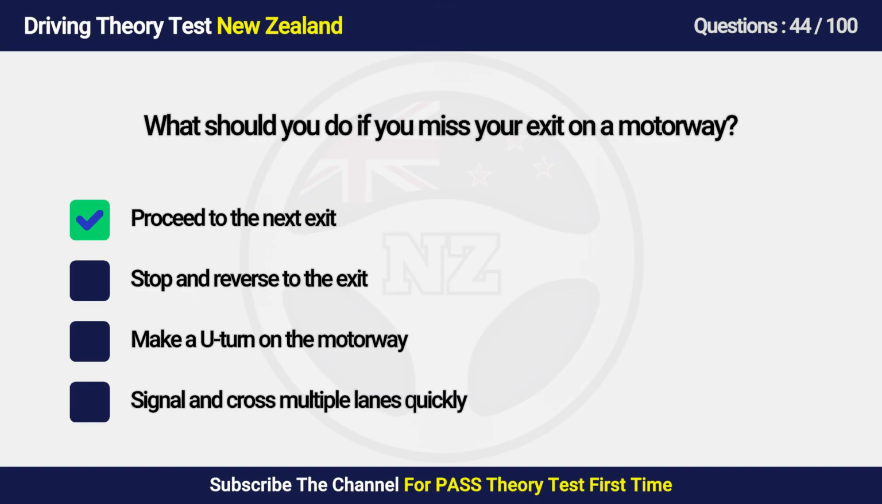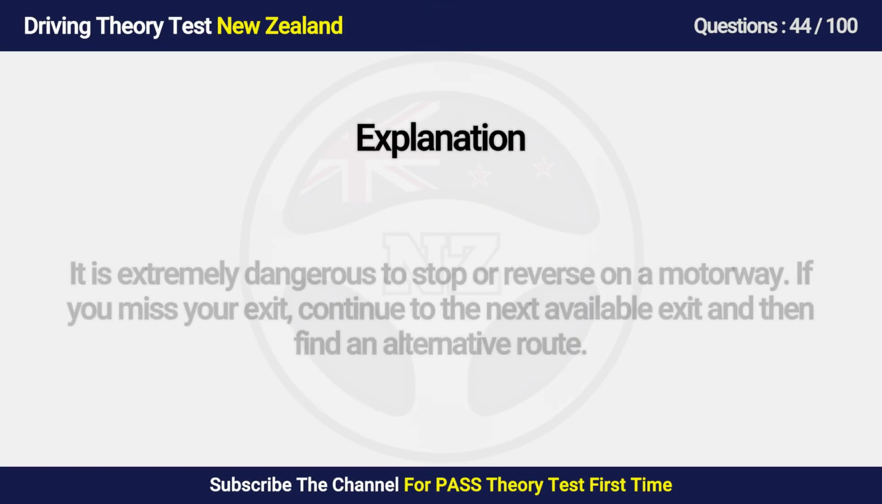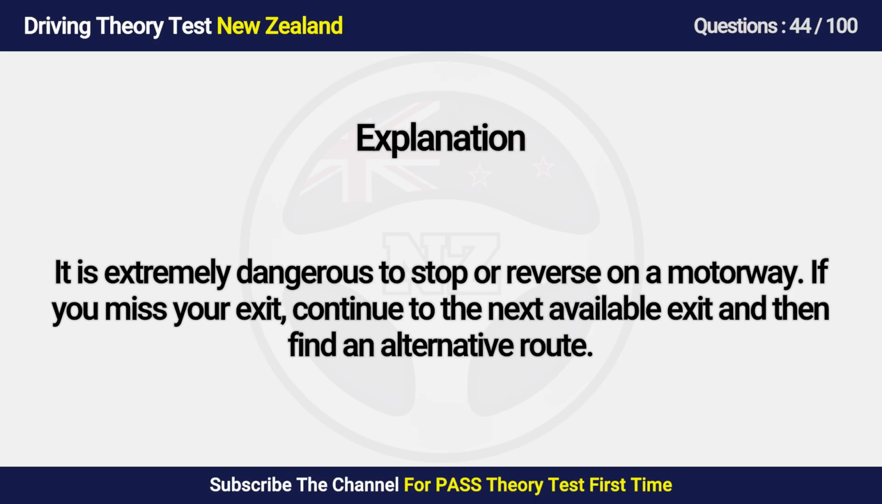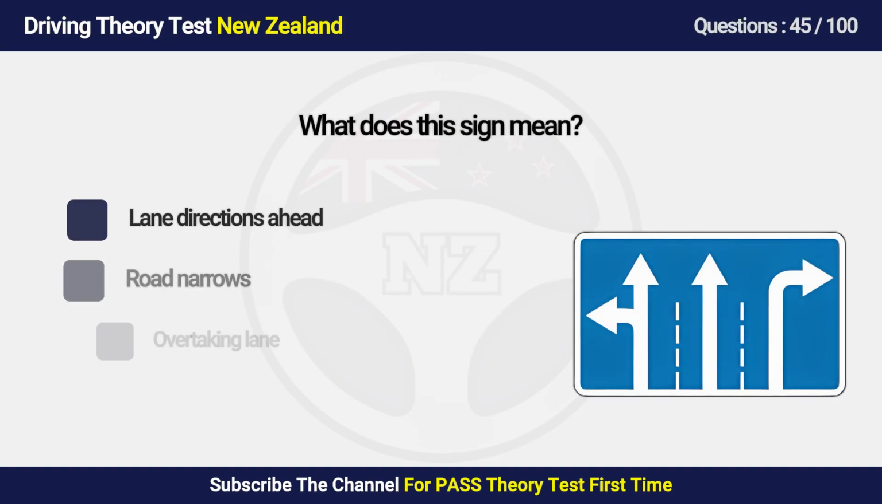Answer is A. Proceed to the next exit. It is extremely dangerous to stop or reverse on a motorway. If you miss your exit, continue to the next available exit and then find an alternative route. Question 45. What does this sign mean?